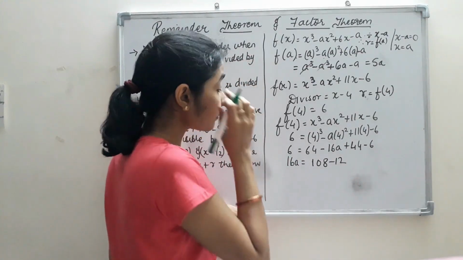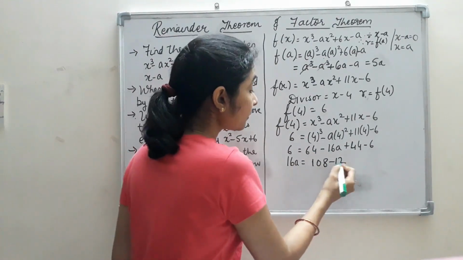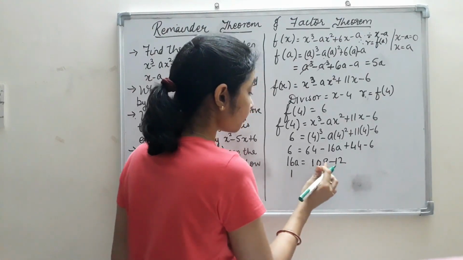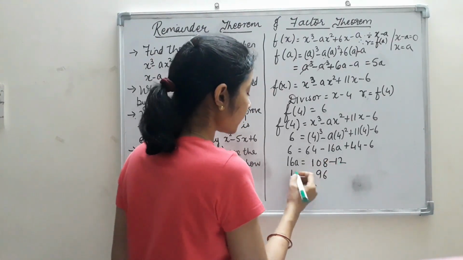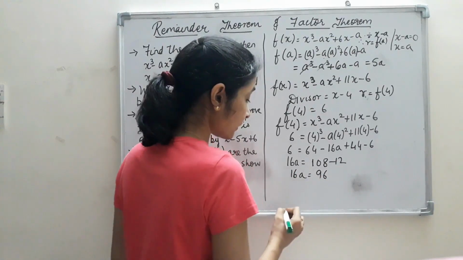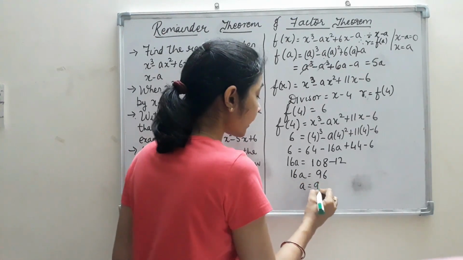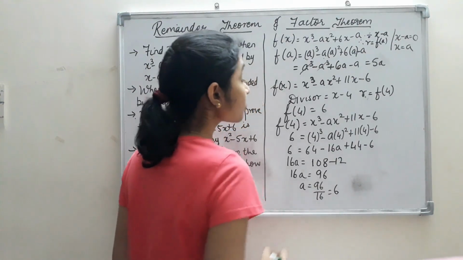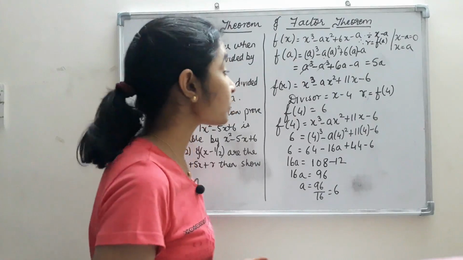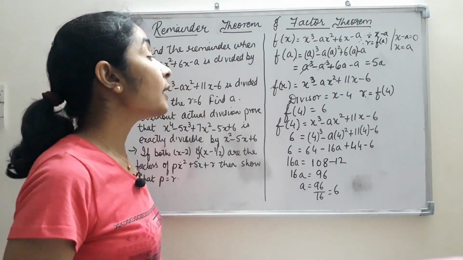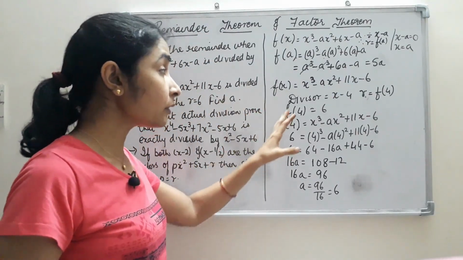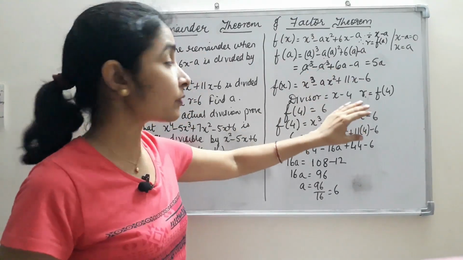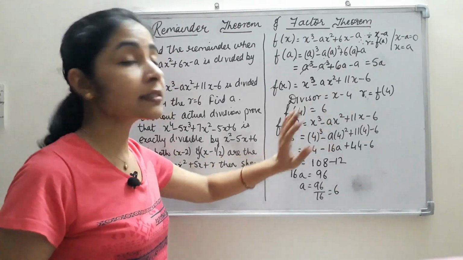So 108 minus 12 gives me 96. 16a is equal to 96. So a is equal to 96 upon 16, and that is equal to 6. So the value of a will be equal to 6 when we are given that this particular expression when divided by this expression, this linear equation, and the remainder is given as equal to 6.